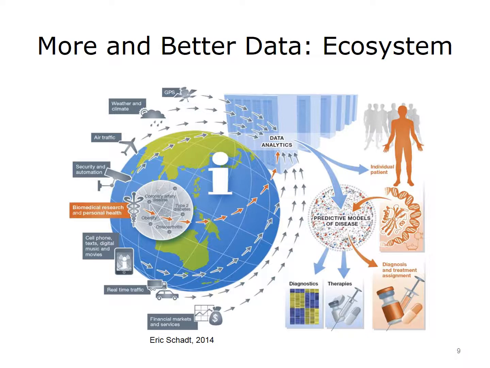Data has historically come from a few sources, but the data ecosystem, shown here in an image by Eric Shad, is growing. Global positioning systems, weather, traffic, and other sources will be combined with increasing amounts of biomedical and personal health data to produce better predictive models of disease for diagnosis, therapy selection, and treatment.